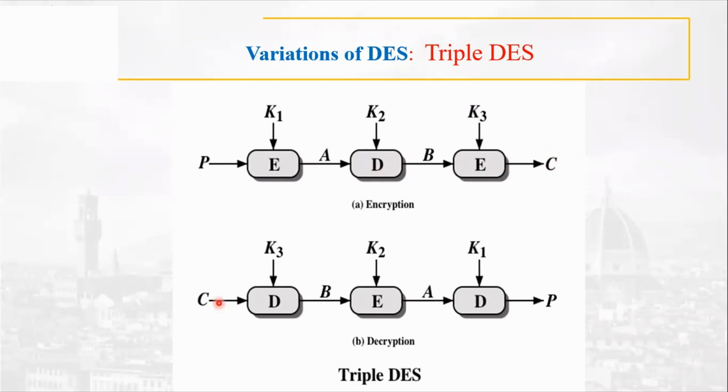Now for the decryption in triple DES, the ciphertext will go into a decryption first. Whatever keys you generated, you apply those keys in reverse order. Then you apply the encryption, and then you apply the decryption. These keys are also used in reverse order. So K1, K2, and K3 will be used in these steps, where encryption, decryption, encryption will be performed in 3 steps.